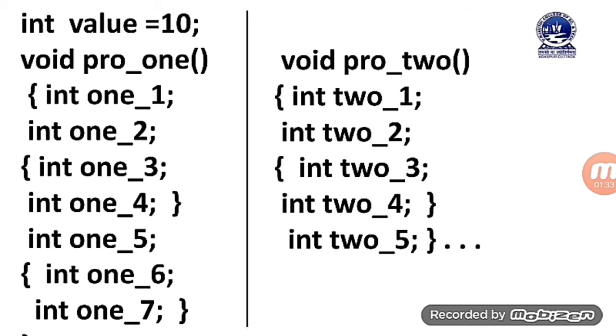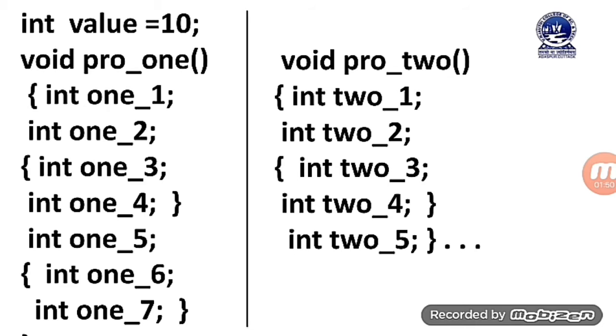I have used two inner blocks. In one inner block the variables 1_3 and 1_4 are maintained, and in another inner block 1_6 and 1_7 are mentioned, and the variables 1_1, 1_2 and 1_5, these 3 variables, are maintained in the whole block of pro 1.